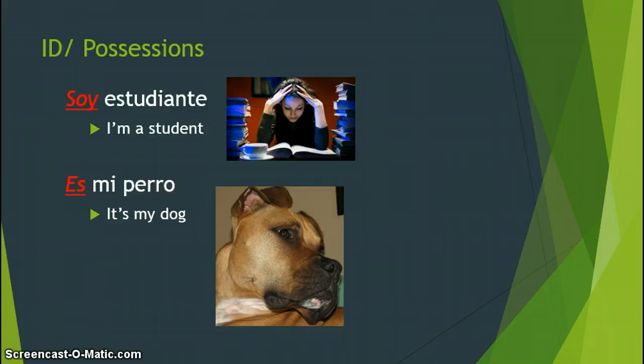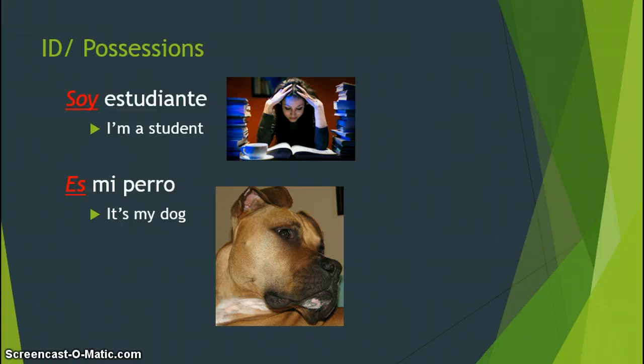Identification and possessions also are a few more reasons when we use ser. So how I identify with things. So I can describe my identity with certain religions, with certain organizations. For you guys, since you don't have quite a career yet, you can identify yourself as students. Soy estudiante. For relationships or possessions, so I own a dog.